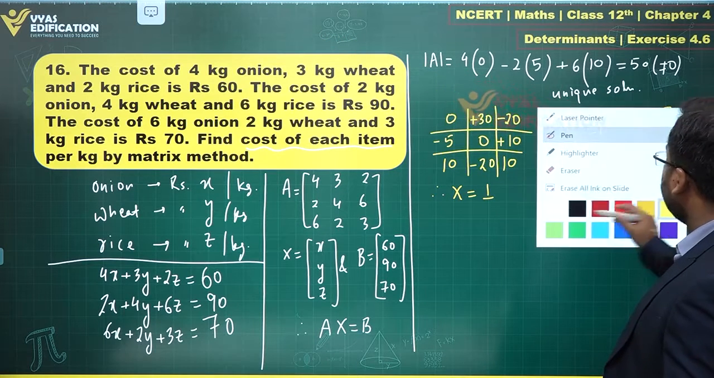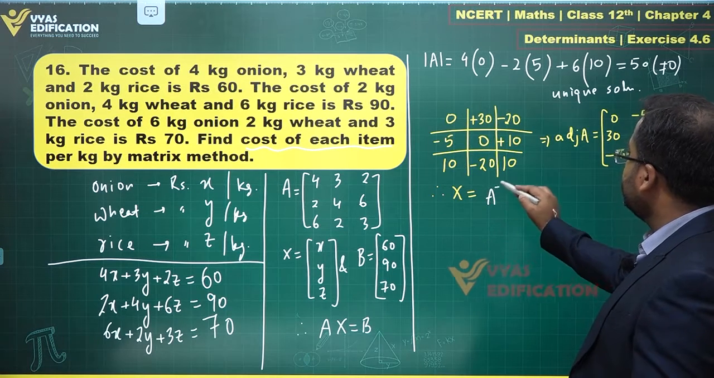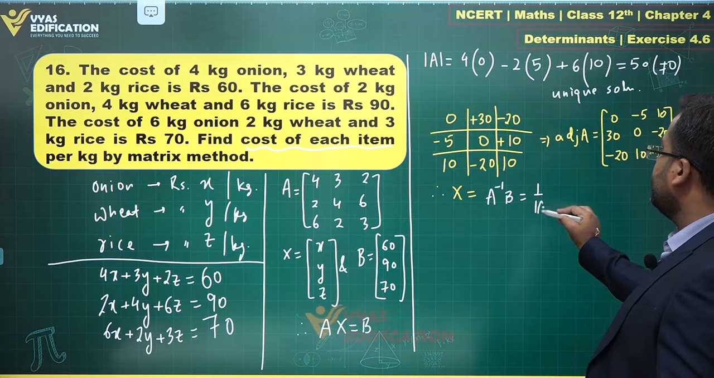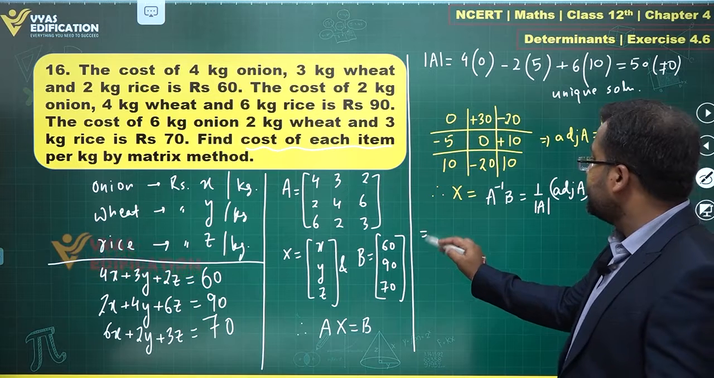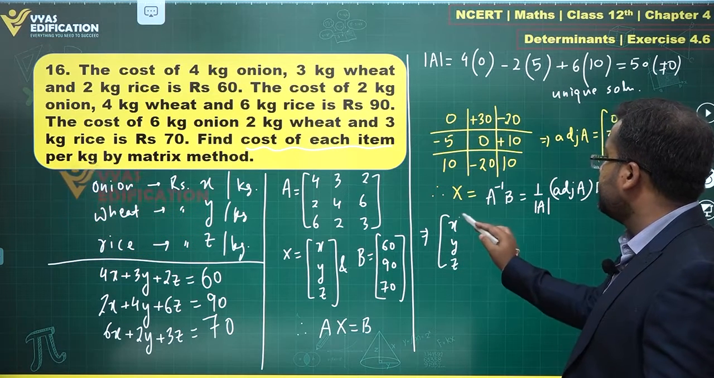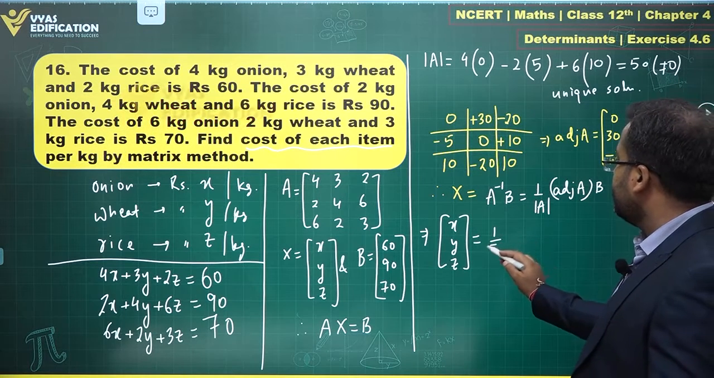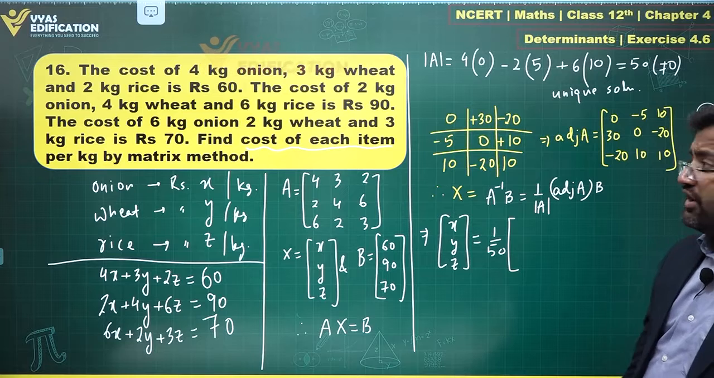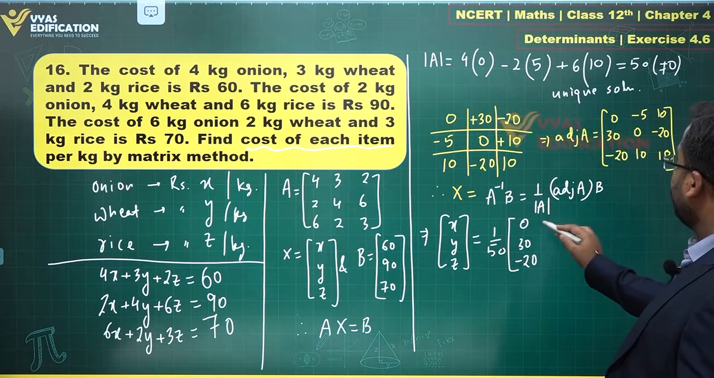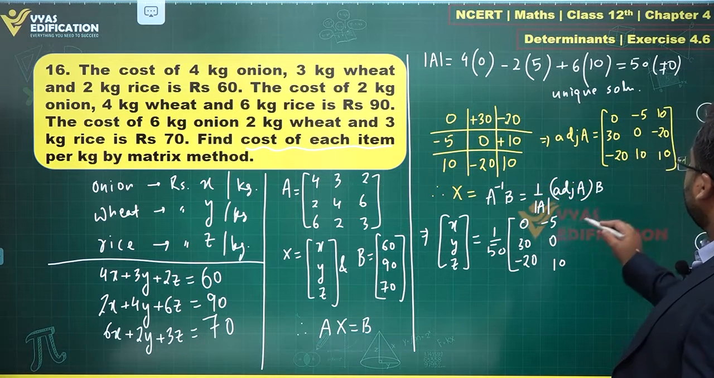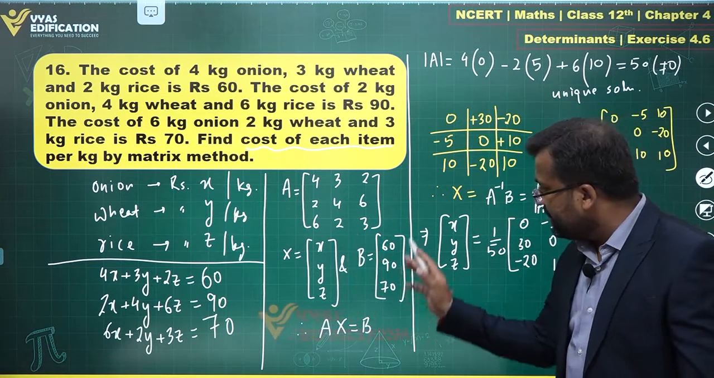X is equal to A inverse B, which is equal to 1 upon determinant of A times adjoint of A times B. Okay. The matrix X is X, Y, Z. Let's substitute that. Determinant of A. Did we find determinant of A somewhere? Yes, that's equal to 50. This becomes 1 over 50. Adjoint of A. Adjoint of A is this matrix. 0, 30, minus 20, minus 5, 0, 10, 10, minus 20, 10. What's the matrix B? Matrix B is this matrix over here, 60, 90, 70.